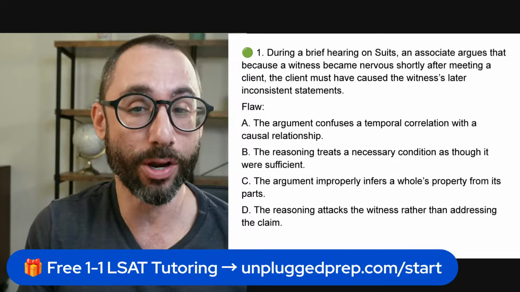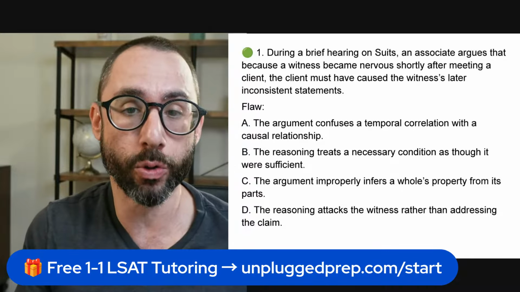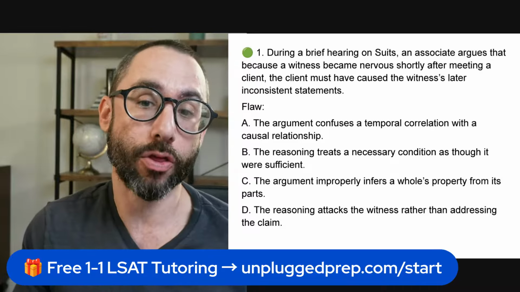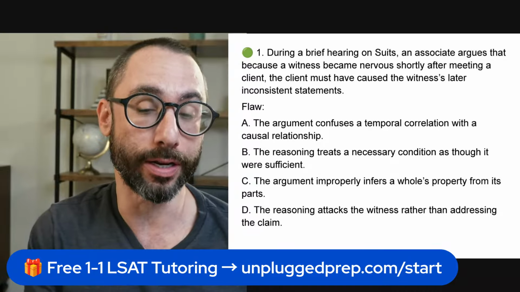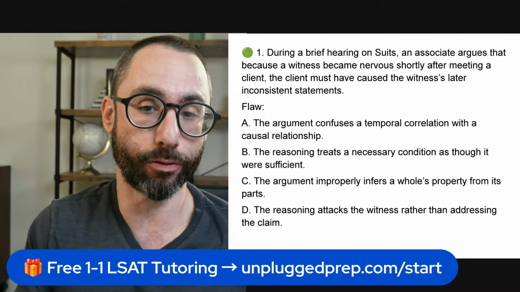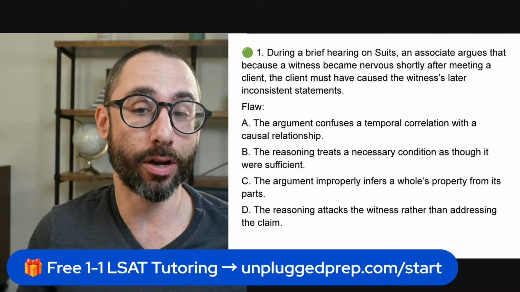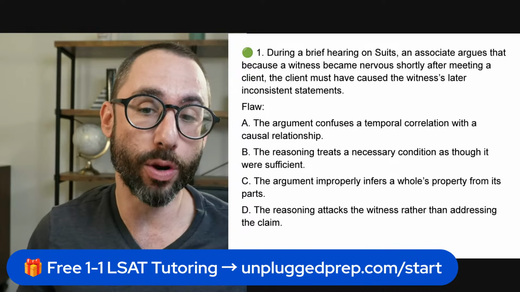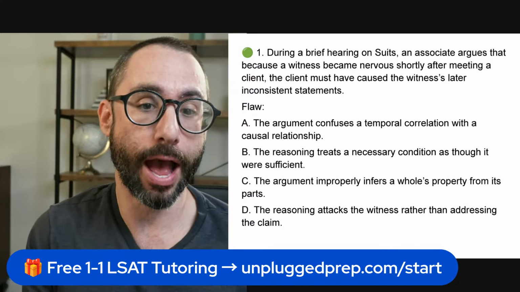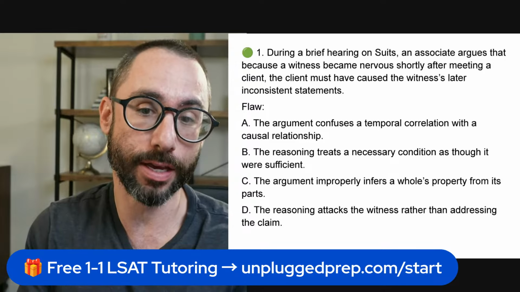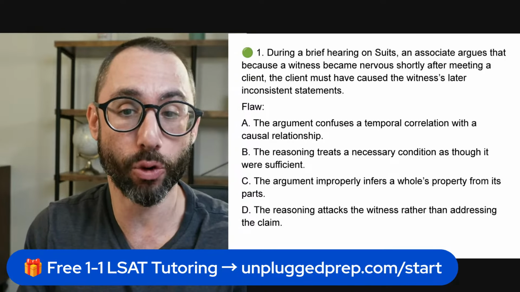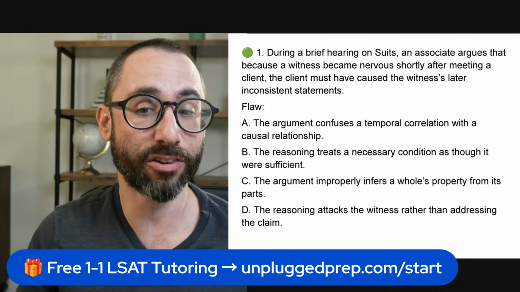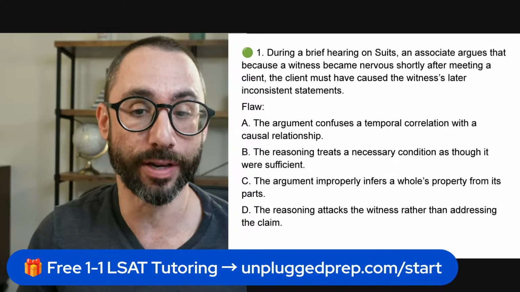During a brief hearing on Suits, an associate argues that because a witness became nervous shortly after meeting a client, the client must have caused the witness's later inconsistent statements. What is the flaw? A, the argument confuses a temporal condition with a causal relationship. B, the reasoning treats a necessary condition as though it were sufficient. C, the argument improperly infers a whole's property from its parts. Or D, the reasoning attacks the witness rather than addressing the claim.